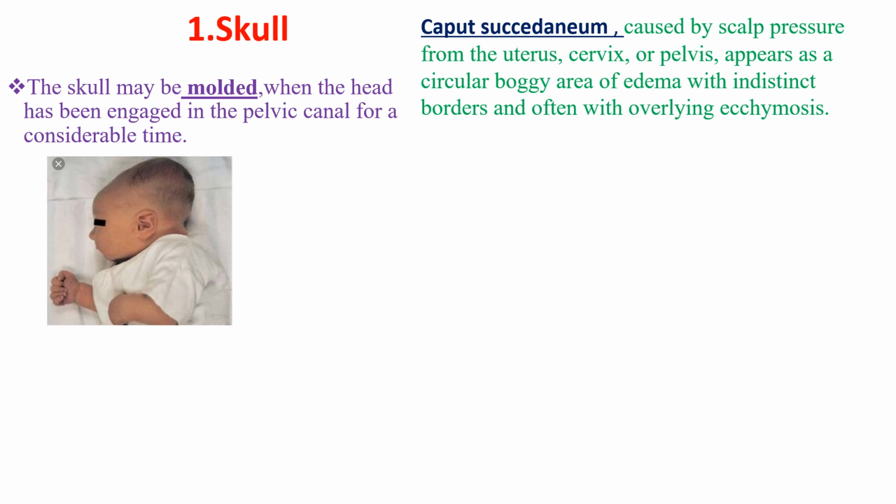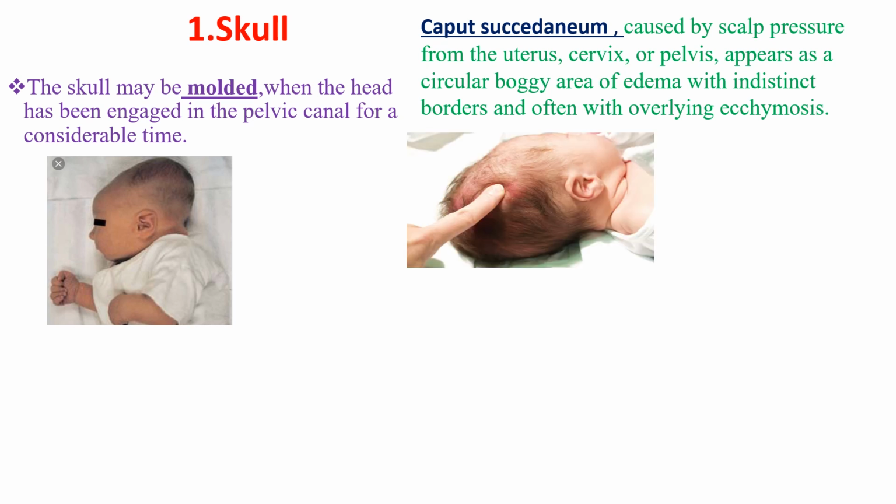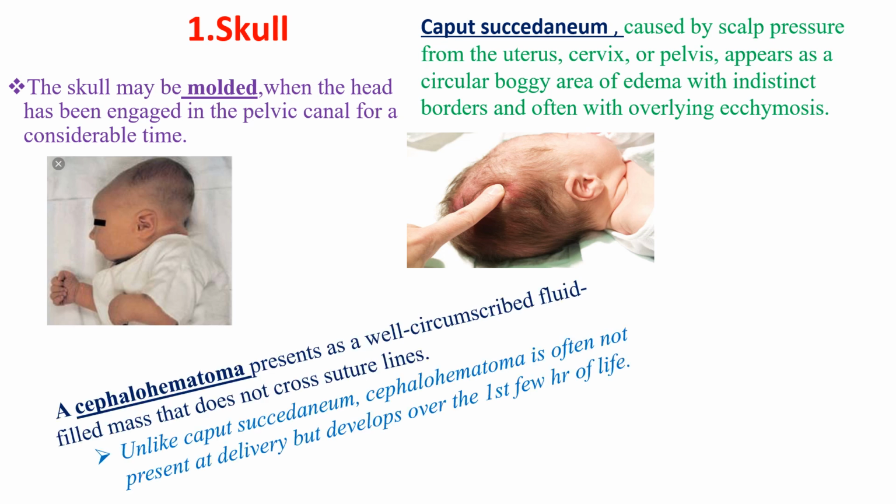It appears as a circular boggy area of edema with indistinct borders and often with overlying ecchymosis. We should also check for cephalohematoma, which presents as a well-circumscribed fluid or blood-filled mass that does not cross the suture lines. Unlike caput succedanum, cephalohematoma is often not present at delivery. As its name shows, it is a hematoma. It develops slowly, over the first few hours of life.